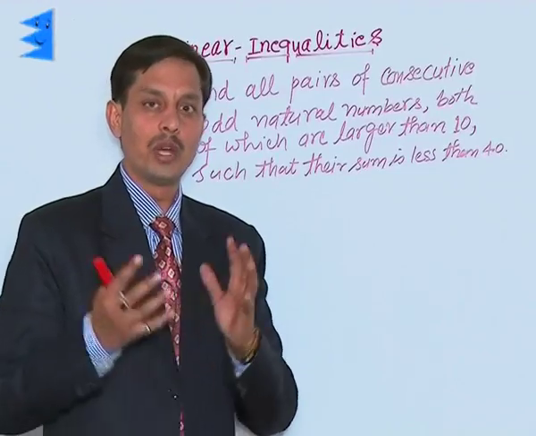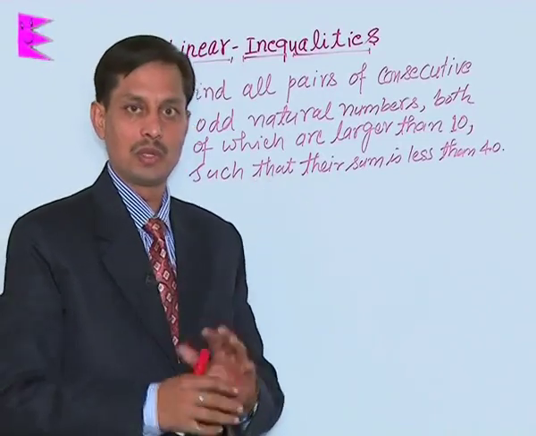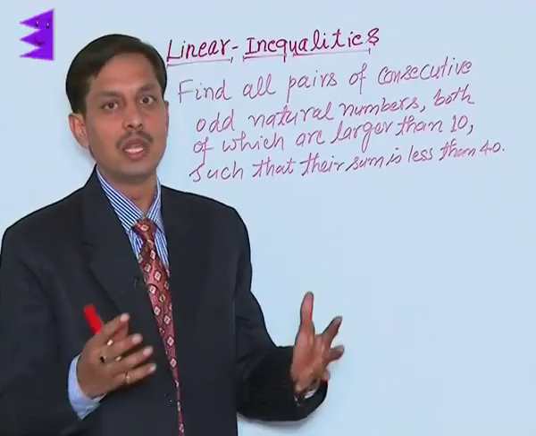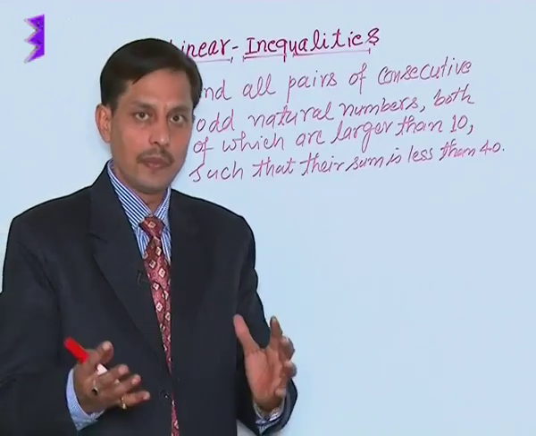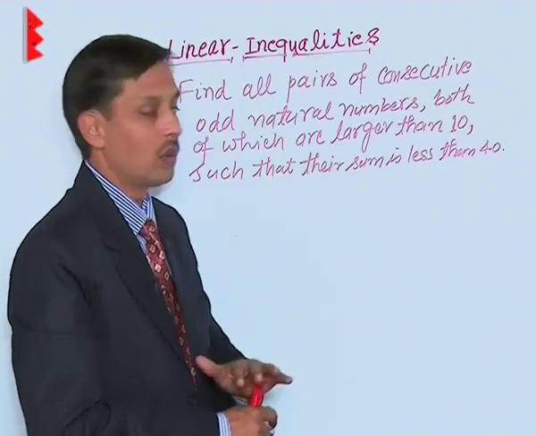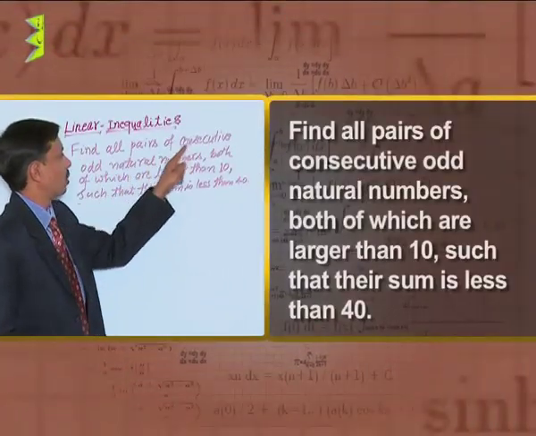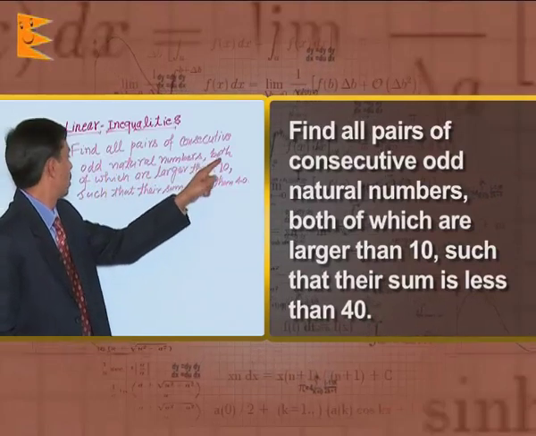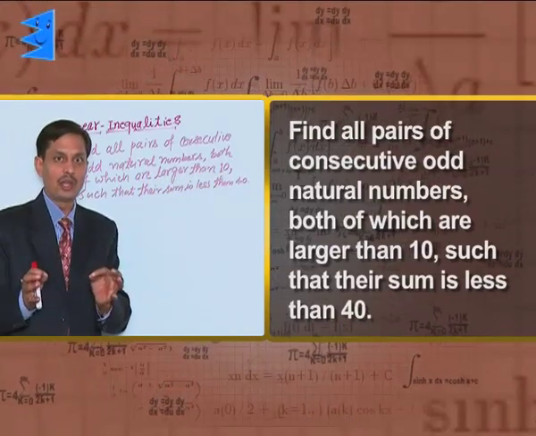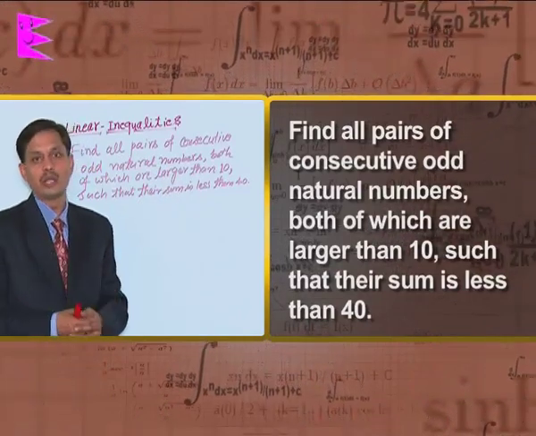Now I am taking one word problem, as we usually solve linear equations for word problems. If some word problem is given, we can make a linear equation and solve it. Similarly, if some conditions are given, how will we frame the word problem of linear inequalities and solve it? Taking an example: find all pairs of consecutive odd natural numbers, both of which are larger than 10.